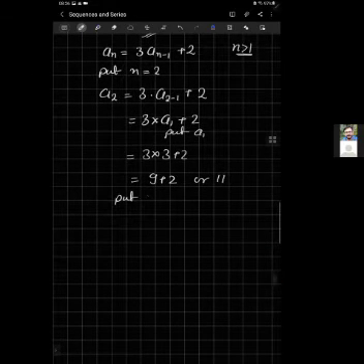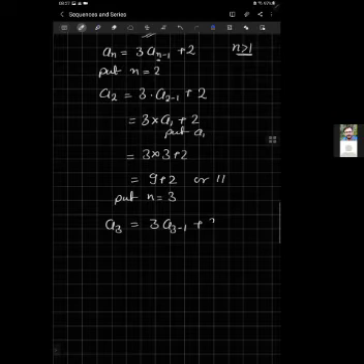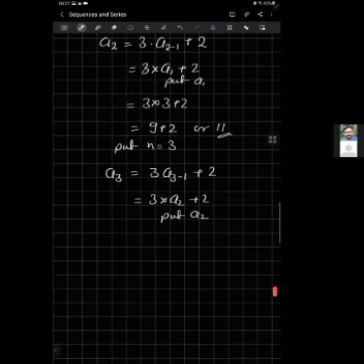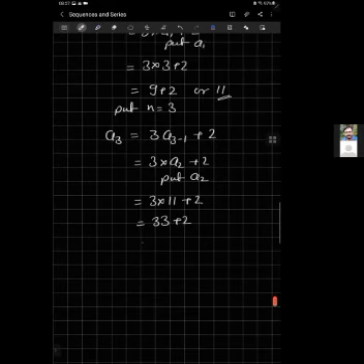Now put n equals to 3. a3 will be equal to 3 times a(3 minus 1) plus 2. So it will be 3 times a2 plus 2. Now put a2, a2 is over here. So it will be 3 into 11 plus 2, 33 plus 2, that is 35. It is a3.